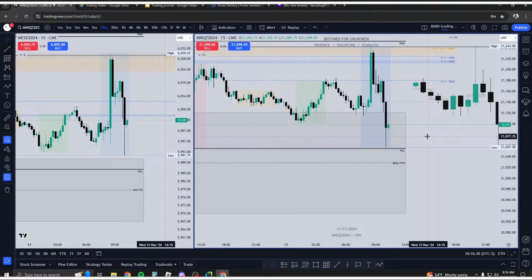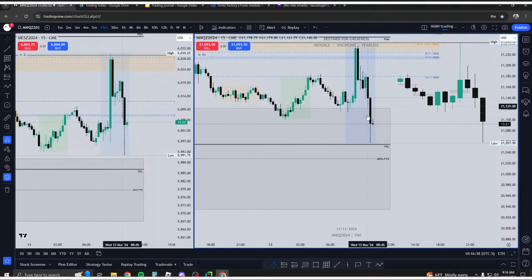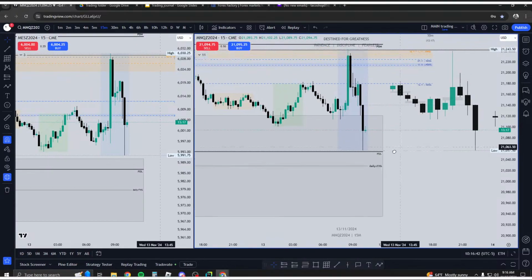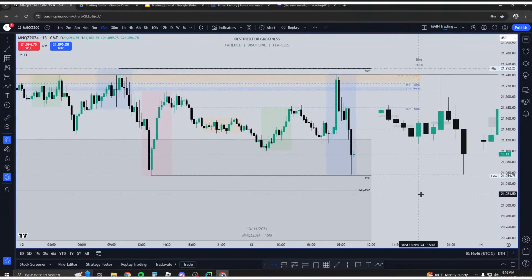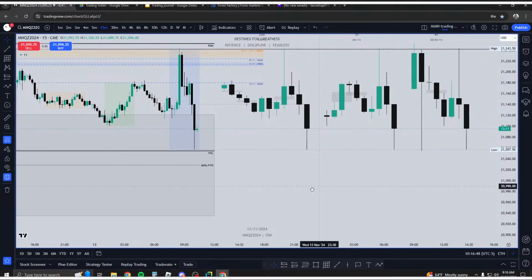Because ES, NQ, YM, they always love to have SMT divergence. One of these indices will most likely take out previous day low, which is something I've just noticed.